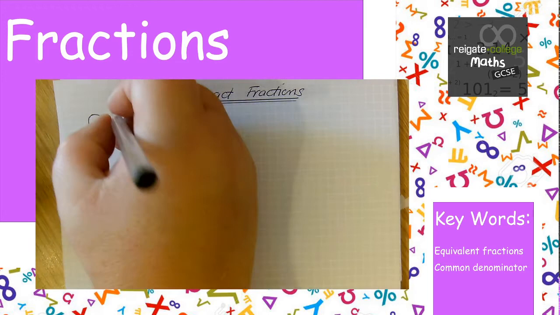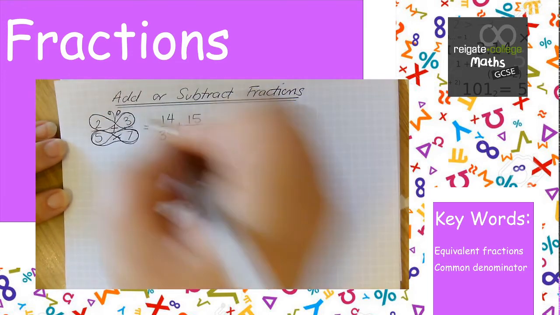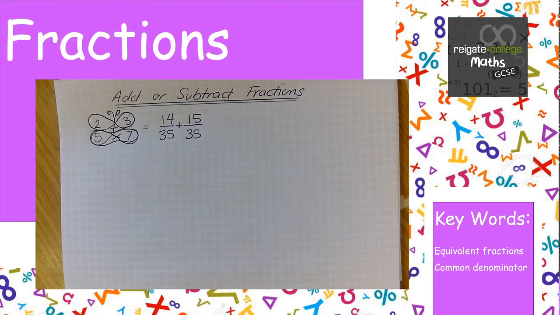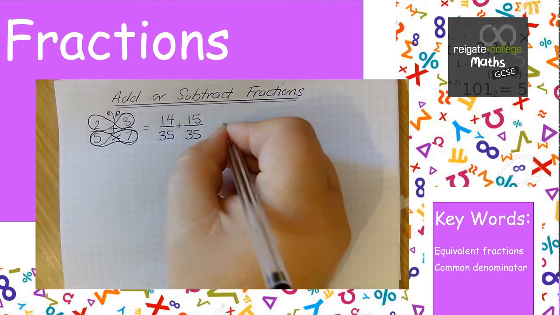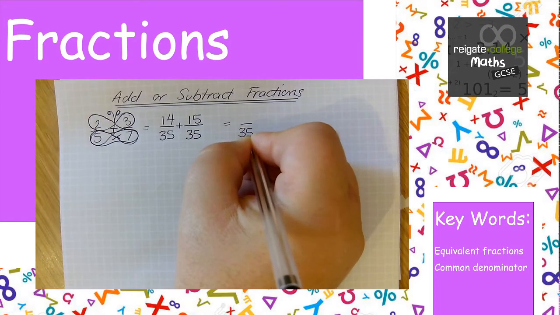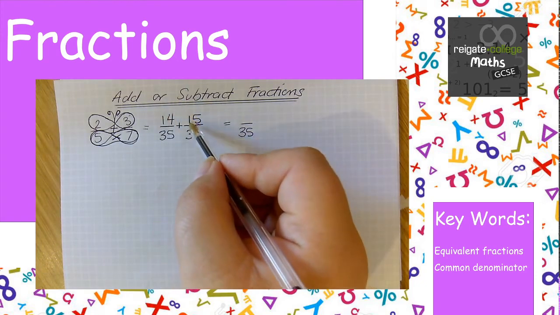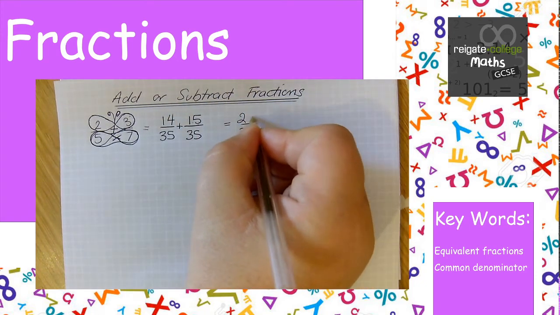And this is my butterfly format, because there's my butterfly. Now all that's left for me to do is, counting in 35ths, add both the top numbers. So 14 plus 15 is 29.